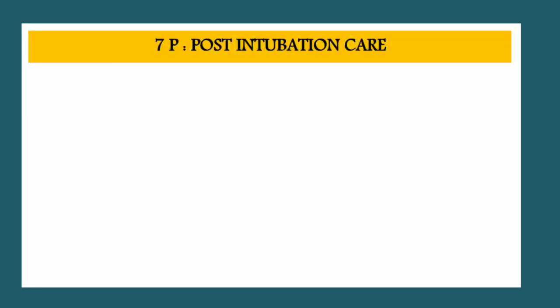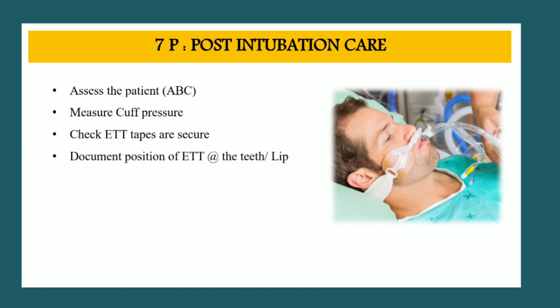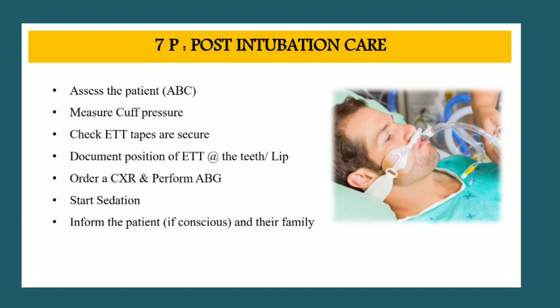The post-intubation care includes: assess the patient's ABC, measure cuff pressure, check endotracheal tube tapes are secure, document position of the endotracheal tube at the teeth or lip level, order a chest X-ray and perform ABG, start sedation, inform the patient and their family if the patient is conscious, and restock the intubation trolley. So these are the post-intubation nursing care.